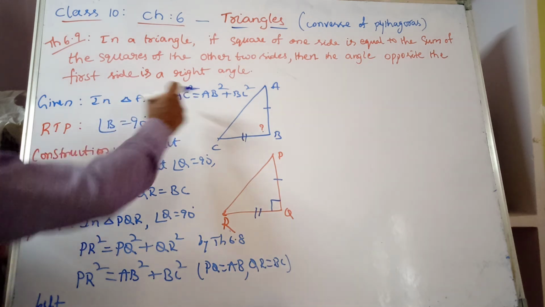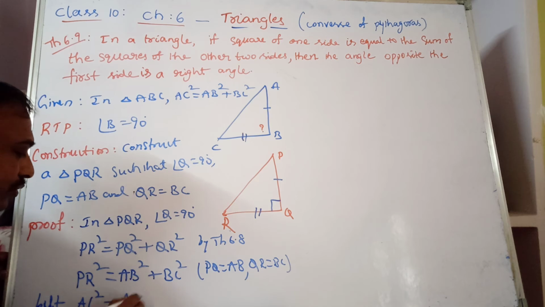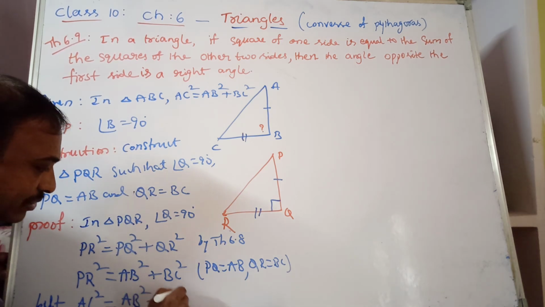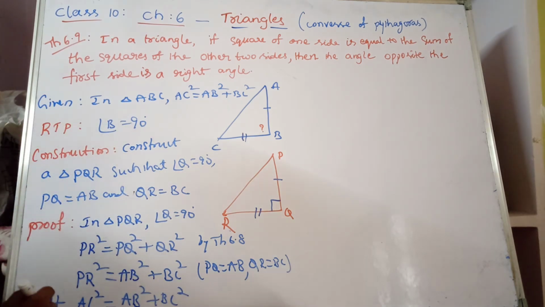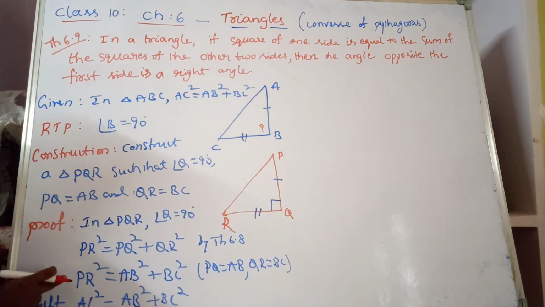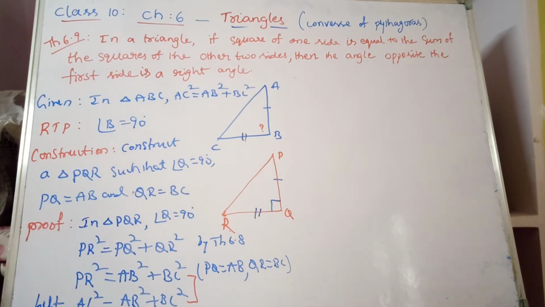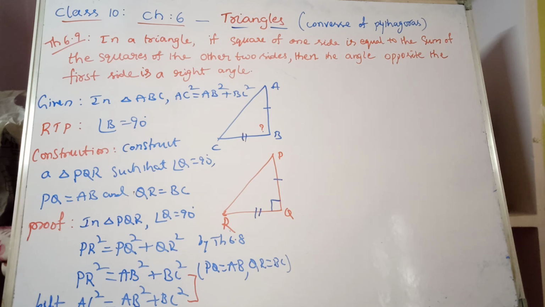But what is given in the statement? AC square is equal to AB square plus BC square. From these two, what can you say? Observe clearly: PR square is equal to AB square plus BC square, and AC square is equal to AB square plus BC square. So clearly you can say that PR square is equal to AC square.